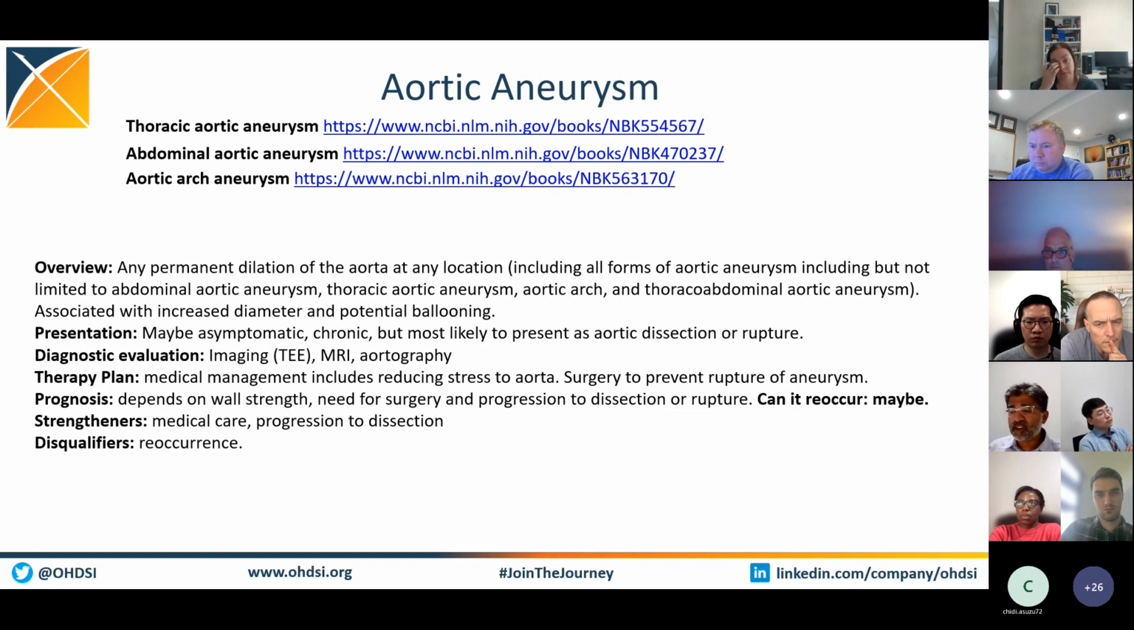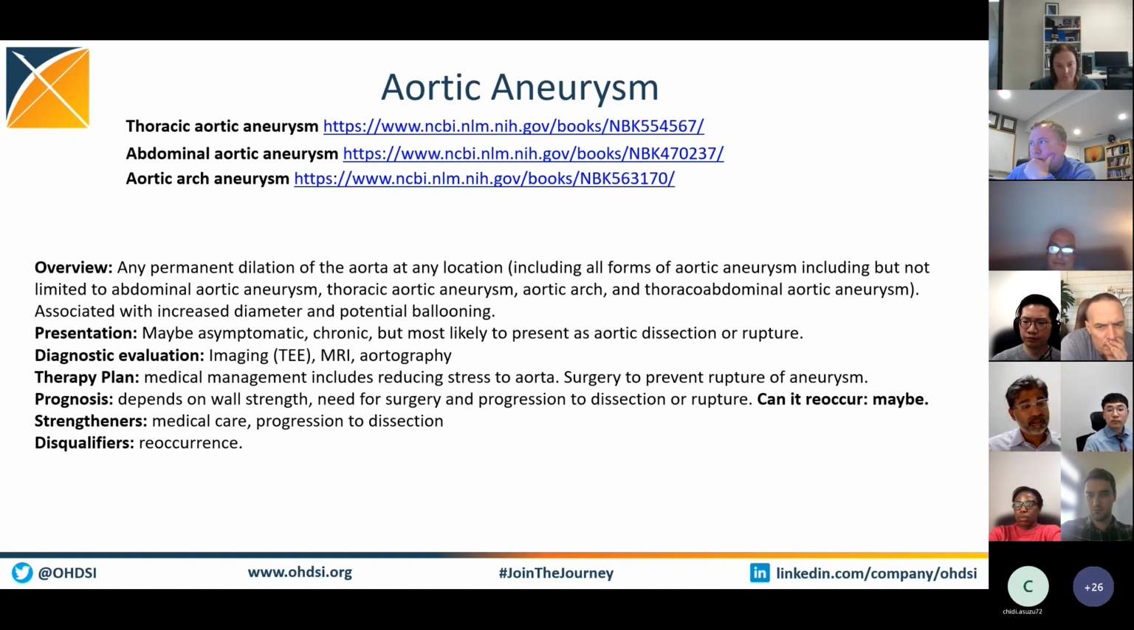Now, presentation: aortic aneurysm could be asymptomatic, could be chronic, and it might be just something that is incidentally observed in a person. You could genuinely ask the question, are incidental asymptomatic aortic aneurysms part of the outcome definition? And I think for this particular study, those are included. And so a pre-specification of what type of aortic aneurysm, is it an acute presentation, or could an asymptomatic presentation be included, is something that we can capture in the clinical description.